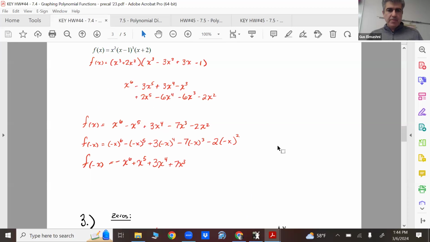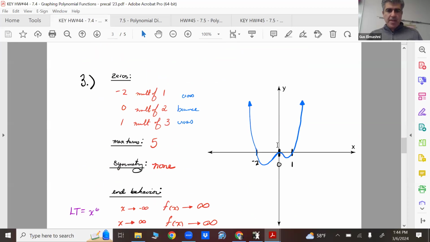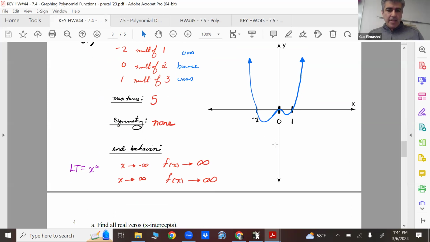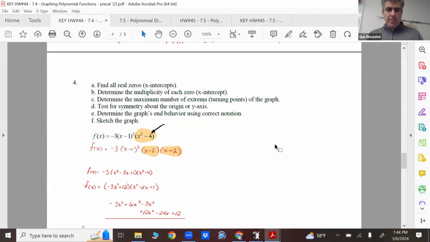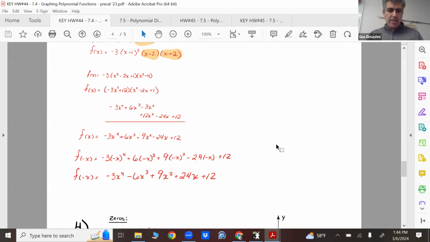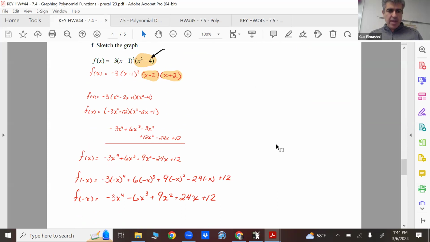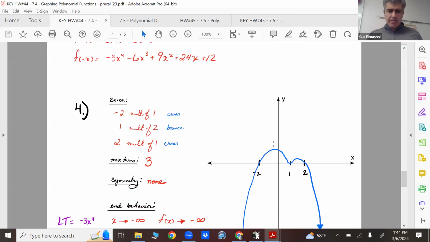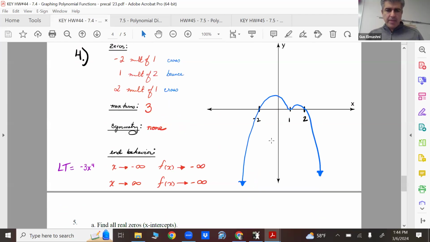Anyhow, you have a cross at -2, a bounce at 0, and a cross at 1 because of the multiplicities. And maximum turns is 5, but the graph doesn't show 5 turns. And there's your end behavior there. Number 4, great factor for you. Again, don't waste time testing the symmetry, there's no symmetry either. Cross, bounce, cross at -2, 1, and 2 respectively. Maximum turns is 3. And you have that.